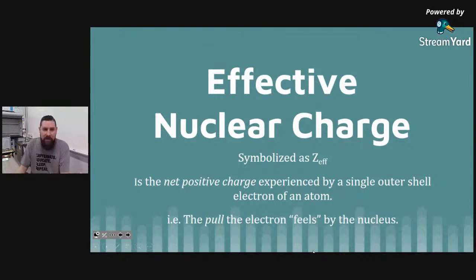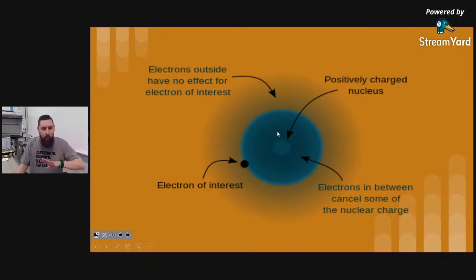And how strong that attraction is, as measured by Coulomb's law mathematically, is then represented as effective nuclear charge, or ZEF. So to give you kind of an idea of how this looks within an atom, and I know the definition says outermost electron, but we can actually talk about the ZEF of any electron within that atom. So in this particular depiction, I've got an electron of interest. There are outermost electrons, but note that those outer electrons have no effect on the effective nuclear charge between the nucleus and the electron of interest.